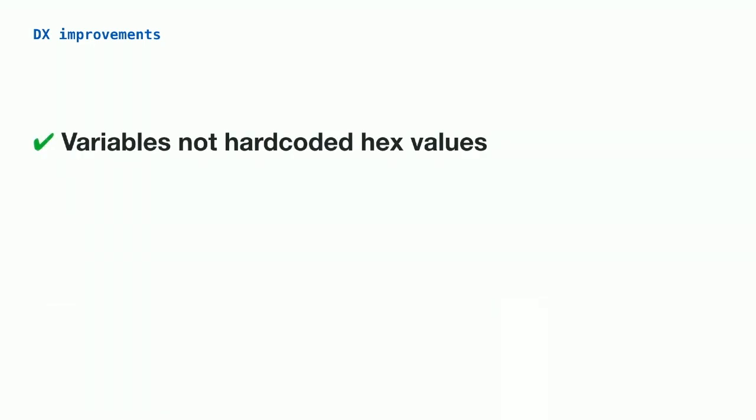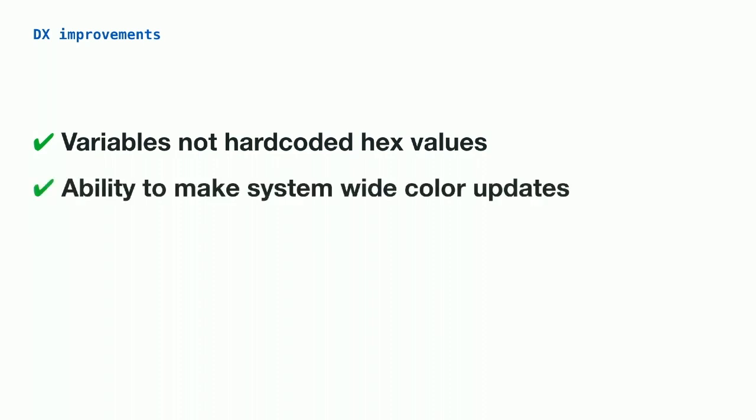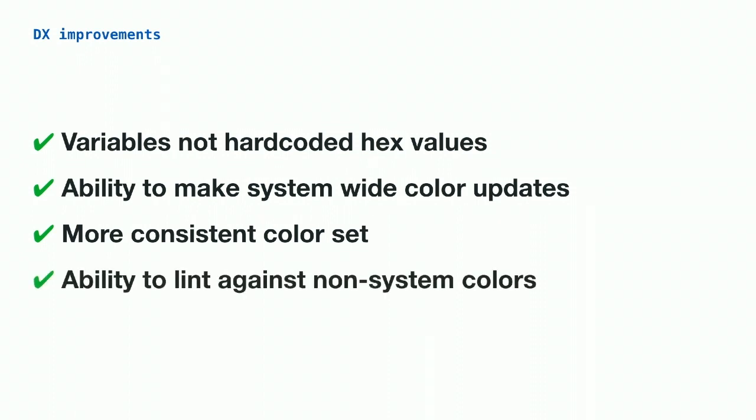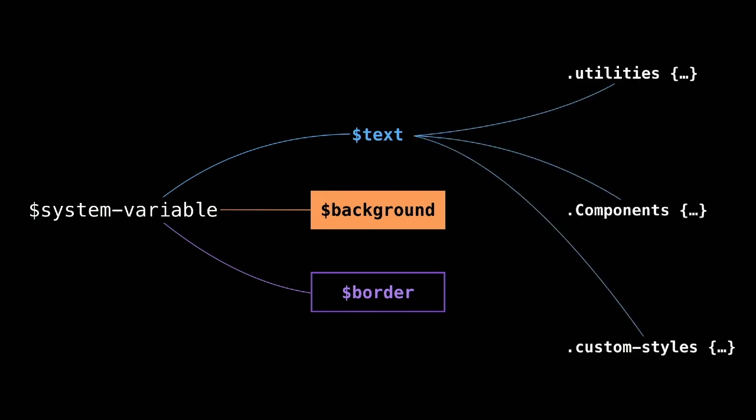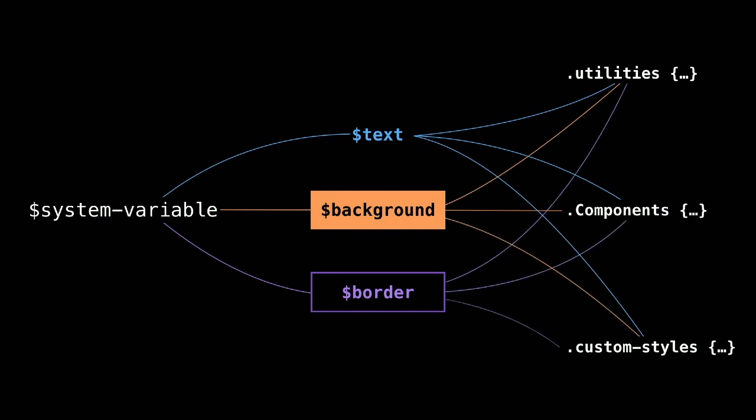So the developer experience improvements we got were that we had variables, not hard-coded hex values, the ability to make system-wide color updates a little bit more easily, a more consistent color set, and the ability to lint against non-system colors. Our intention was to have these system variables point to what we were calling functional variables for text and background and border, and that these functional variables would be what was actually pointed to from our CSS utilities and our component styles and even our custom styles.